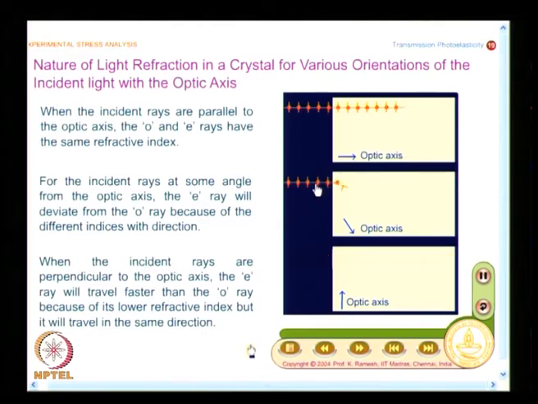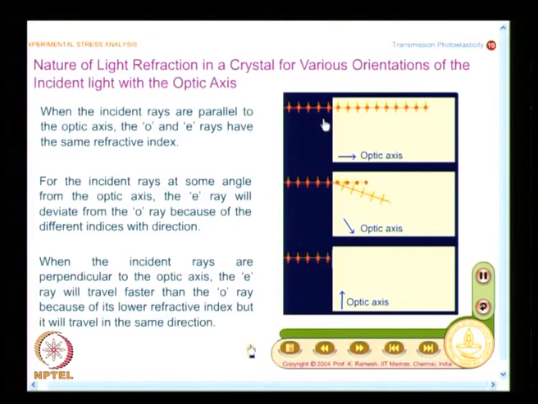In the second case, the incident light is at an angle to the optic axis. In the third case, the incident light is perpendicular to the optic axis. What I mentioned in the last class was, the third case is particularly attractive to photoelasticity. The second case really brings out how one looks at two images in a crystal, so it helps in understanding what is birefringence. On the other hand, the third case is what is useful from the photoelasticity point of view.